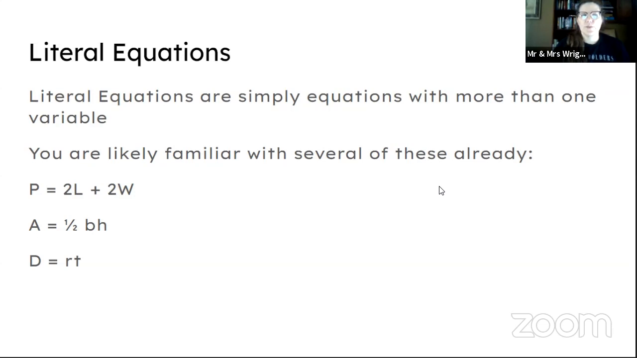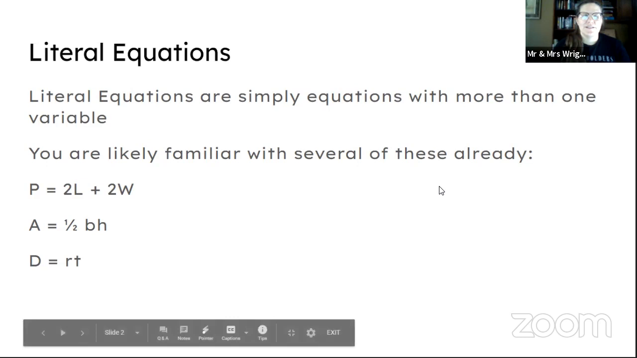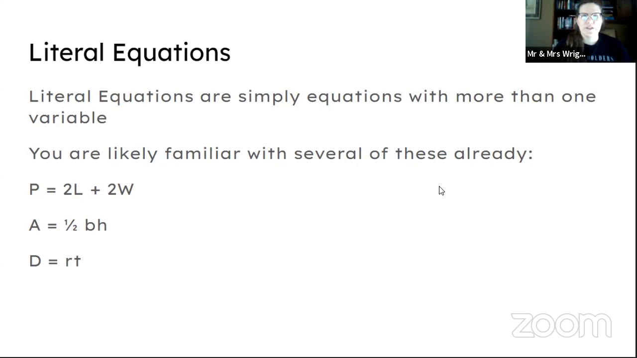This is, if you recognize it, the formula for the perimeter of a rectangle where L would mean length and W would mean width. Here's another one, A equals 1/2 BH. If you recognize this one, it is the area of a triangle, 1/2 base times height, okay? Distance equals rate times time, okay? So these are all examples of literal equations.